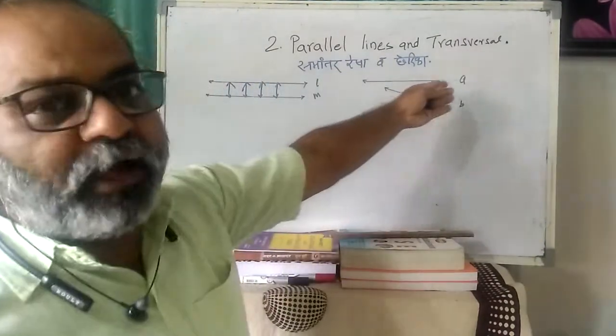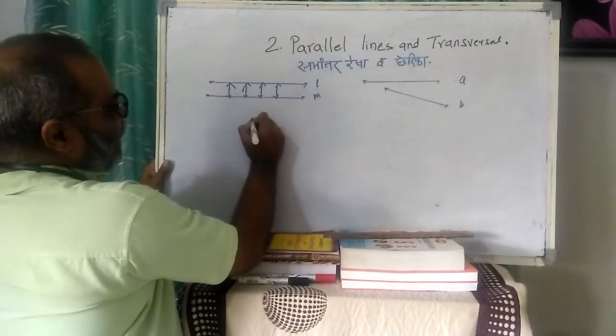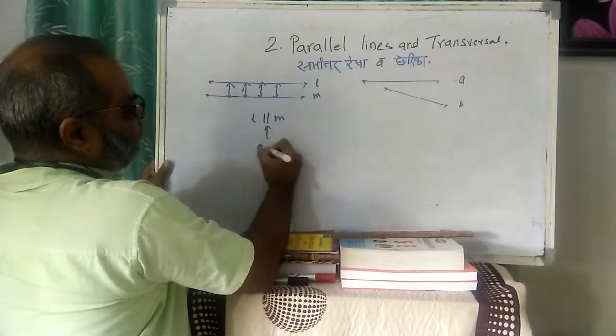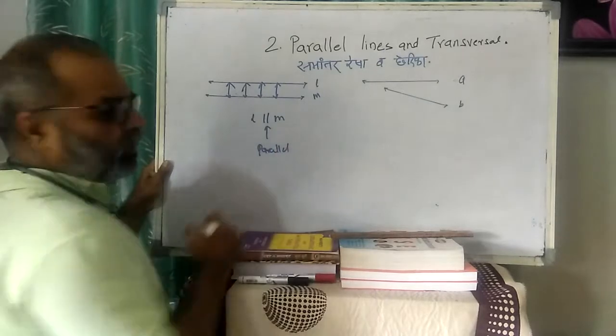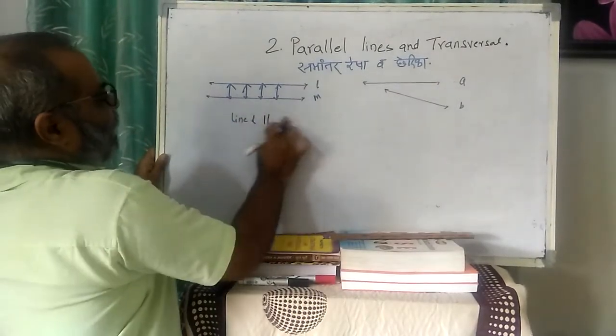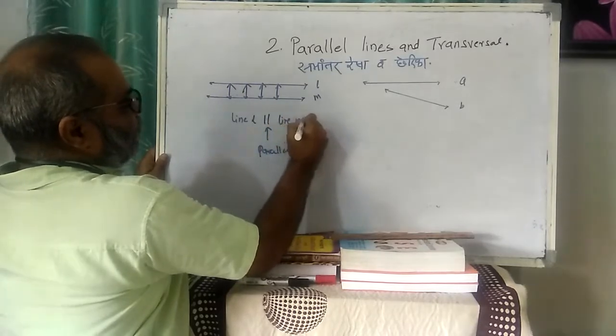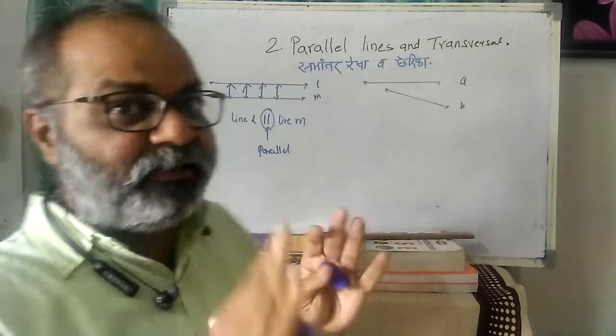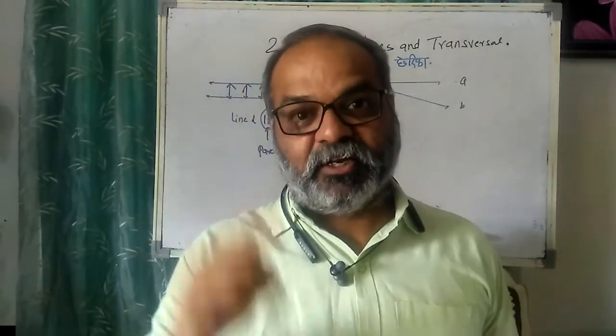So before going to that, this is line L and it is a symbol of parallel. Okay, how is it read? I write here: line L is parallel to line M. So this is the symbol of parallel. That means that they never intersect with each other in a plane.